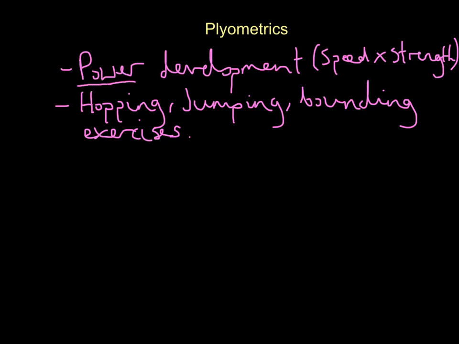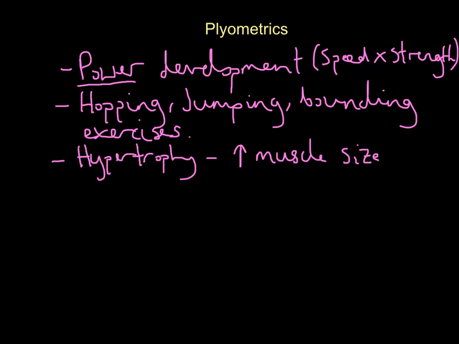So it's hopping, jumping, bounding exercises, but also things like clap push-ups to develop power in the upper body. There's a classic upper body power development. The strength is doing the push-up and lifting your body weight, but the fact that you're doing it so quick that you leave the ground with enough time to do a clap, there's the speed side of it. It develops something called hypertrophy, however you want to pronounce it. Basically, it increases muscle size, increases muscle mass. So very good for athletes who want to put on size and want to develop their power.